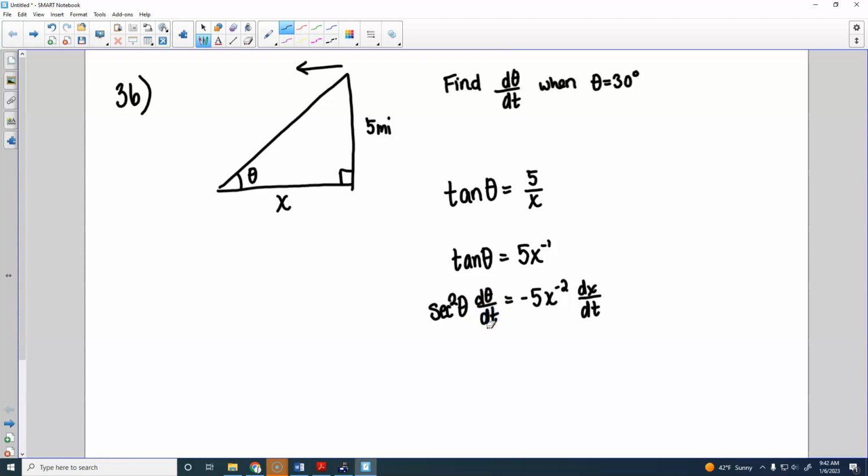All right, and I know theta is 30 degrees. Let's do pi over 6 because they did give us radians. So secant squared of pi over 6. I don't want to replace d theta dt because that's what I'm trying to find. Oh, I don't have x. How can I find it?